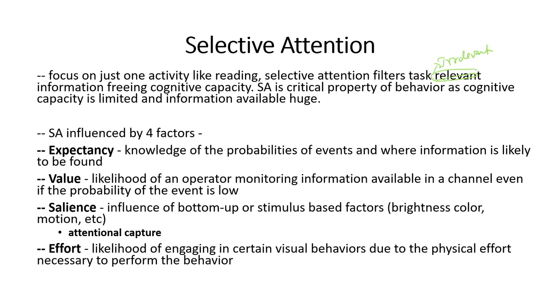Salience: certain stimuli features are novel and they capture your selective attention. The influence of bottom up or stimulus based factors are brightness, color and motion. A number of times on a website you would have found that certain text blinks and captures attention because it is blinking very fast or has a high refresh rate. It changes color very fast and it captures attention. This is the saliency part.